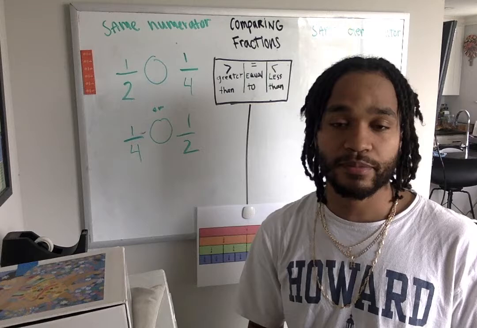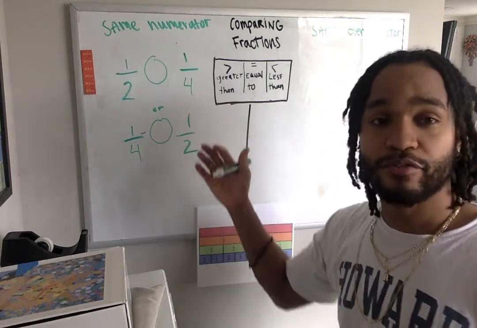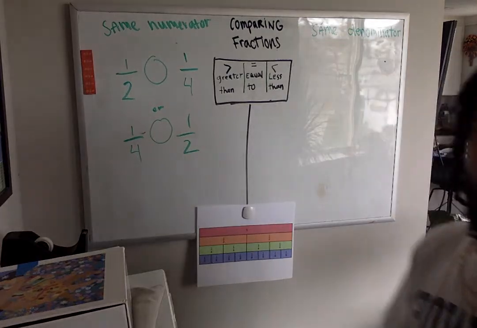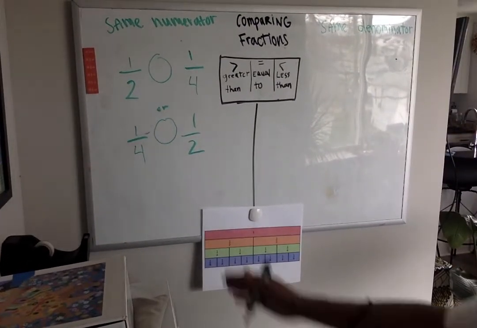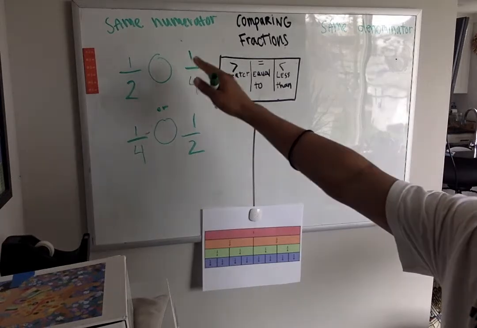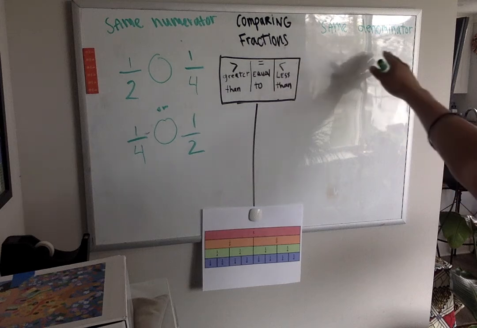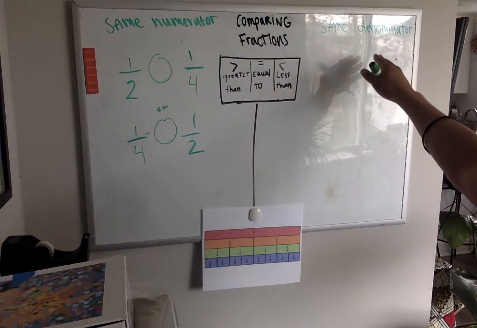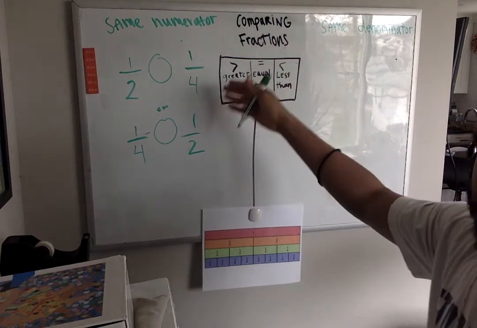This is Mr. Bonhomme, and I'm going to show you some math right now, some comparing fractions. Let me bring this camera a little bit up. Here we're going to be comparing fractions. On the left side, we have fractions with the same numerator, and then on the right side, we have fractions with the same denominator. And these are some symbols.